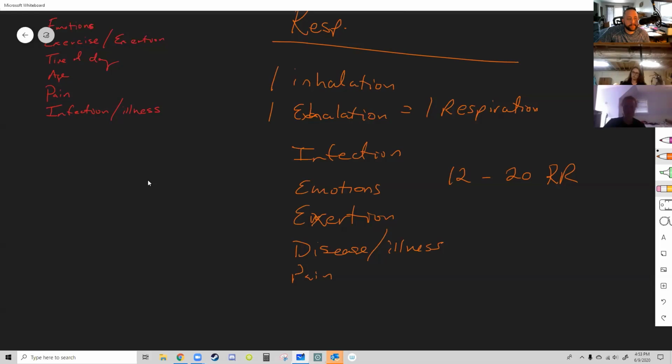Anything less than 12, and I don't think you need to know this for test purposes, anything less than 12 is called bradypnea. Anything greater than 20 is tachypnea. Notice a theme here?